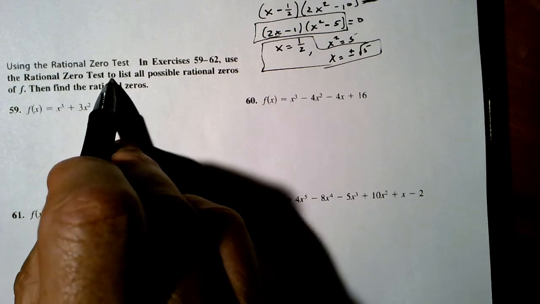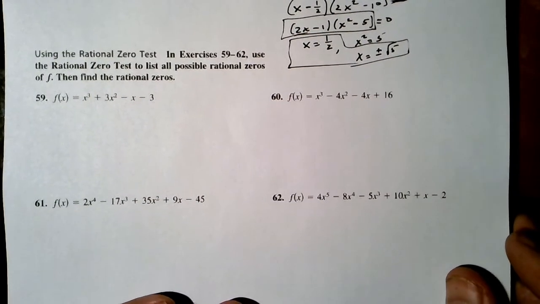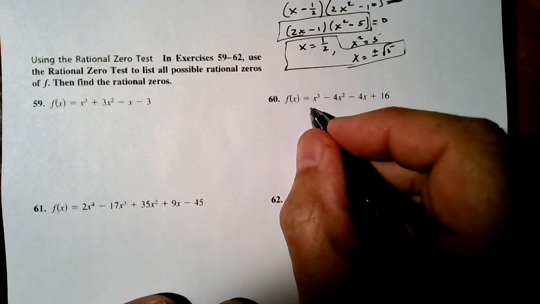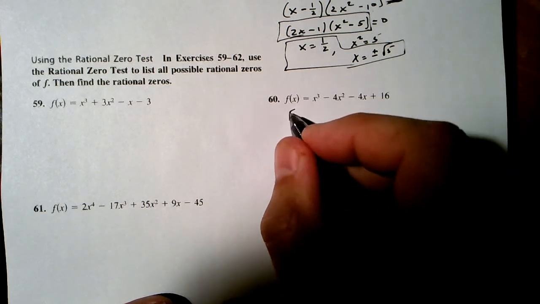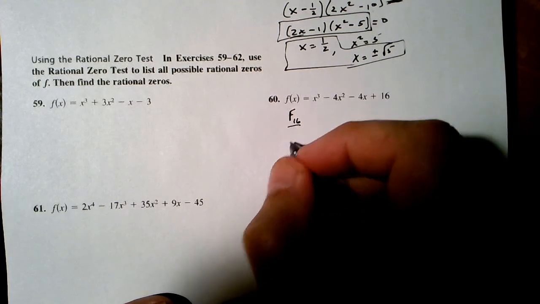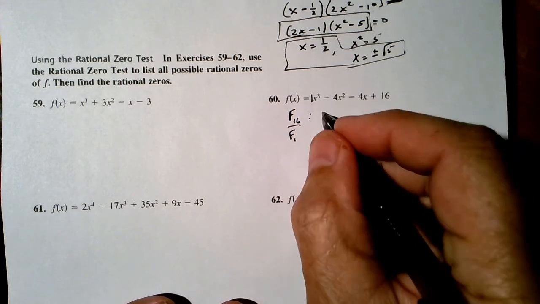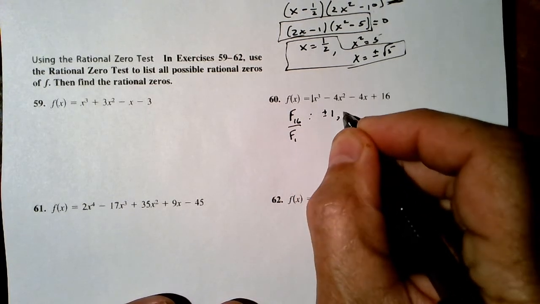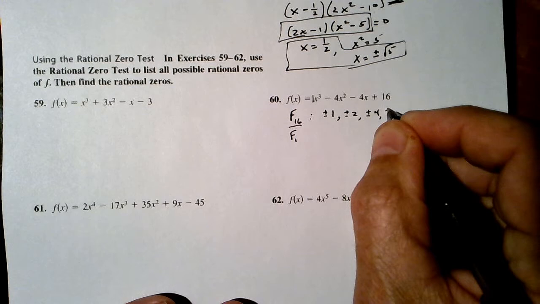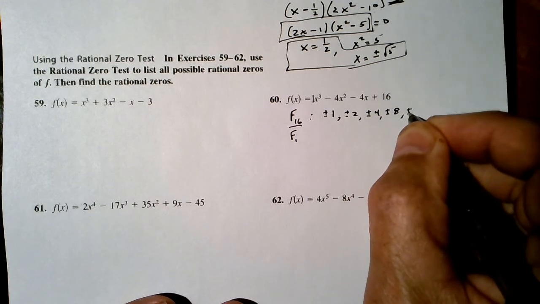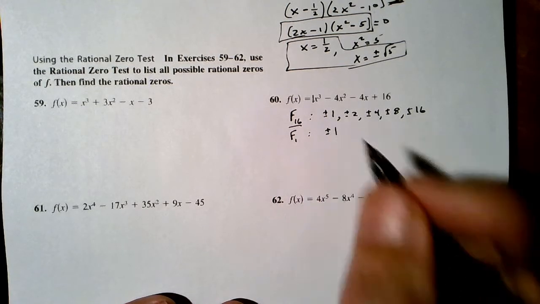Use the rational zero test to list all possible rational zeros, then find the rational zeros. And this is where we're headed in the next section. So my rational factors would have to be a factor of 16 over a factor of 1. Now my factors of 16 are plus or minus 1, plus or minus 2, plus or minus 4, plus or minus 8, plus or minus 16. My factors of 1, mercifully, are just plus or minus 1.